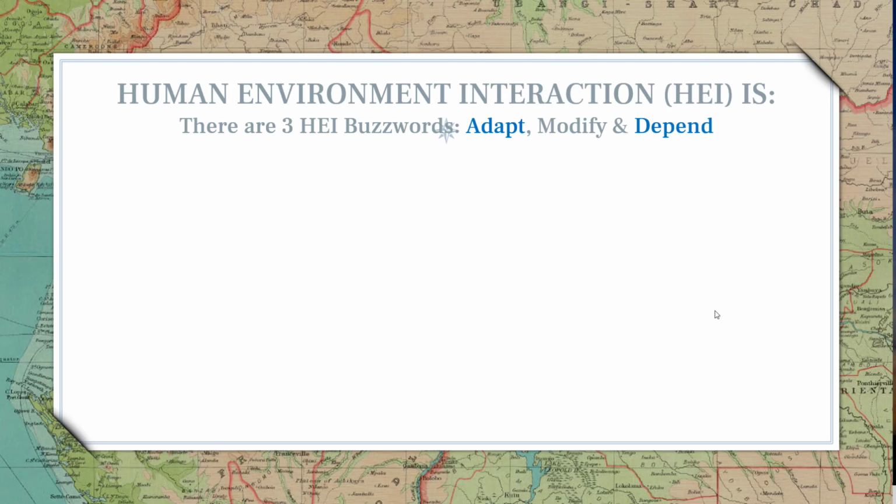Okay, so next in our Mr. Help acronym, we have human environment interaction. Remember, that would be the H and the E. And in this case, we're going to abbreviate it to HEI, human environment interaction. And HEI has 3 buzzwords as well: adapt, modify, and depend.